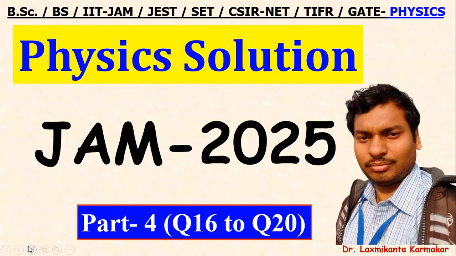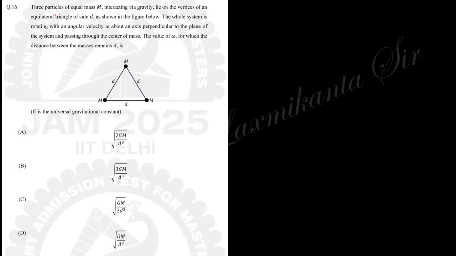In this video, I want to discuss a question which was asked in JAM 2025. Already we discussed question number 1 to 15. Today we will discuss question number 16 to 20. So let's start. First question says three particles of equal mass interacting via gravity.